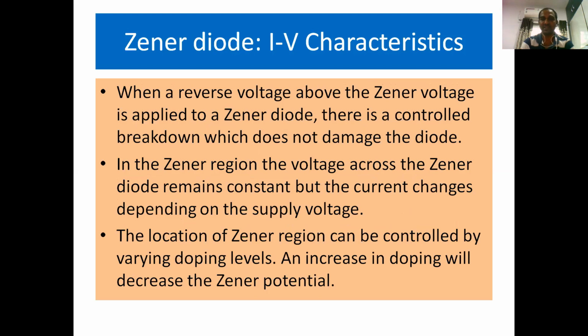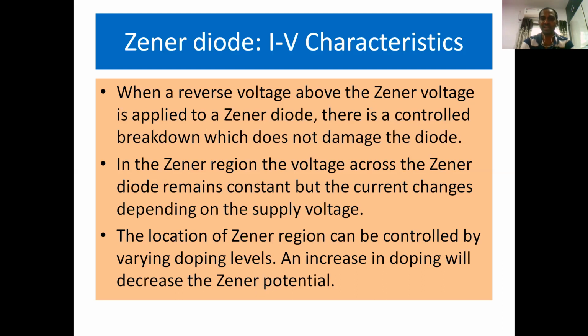In the Zener region, the voltage across the Zener diode remains constant, but the current changes depending upon the supply voltage. If you vary the supply voltage, the voltage across the Zener diode remains constant, but the current will change with reference to the supply voltage.